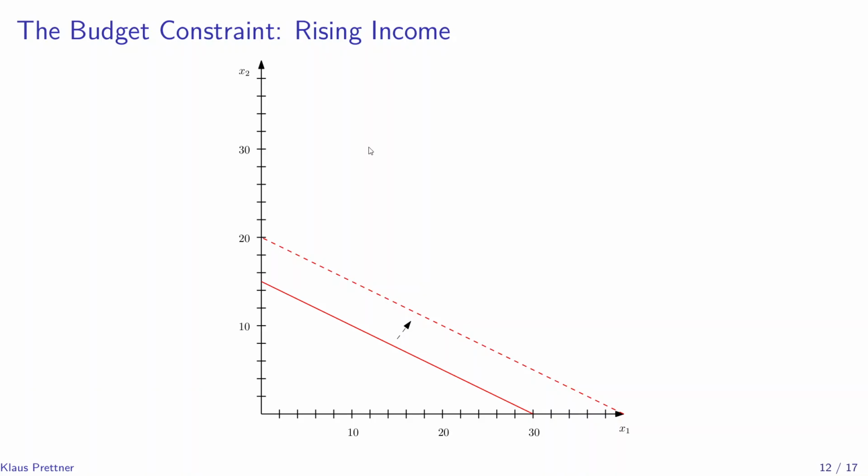For an income fall, the opposite would be true. An income fall could be, for example, if we retire and then the pension payments are lower than the income we earned before. Then what would happen is the budget constraint would shift towards the origin. In this case, we could only afford 10 bananas and 20 apples anymore, so the falling income would shift the budget constraint to the left.